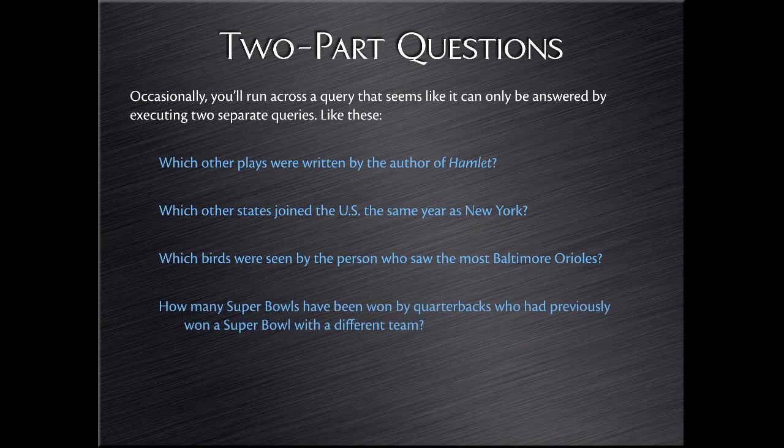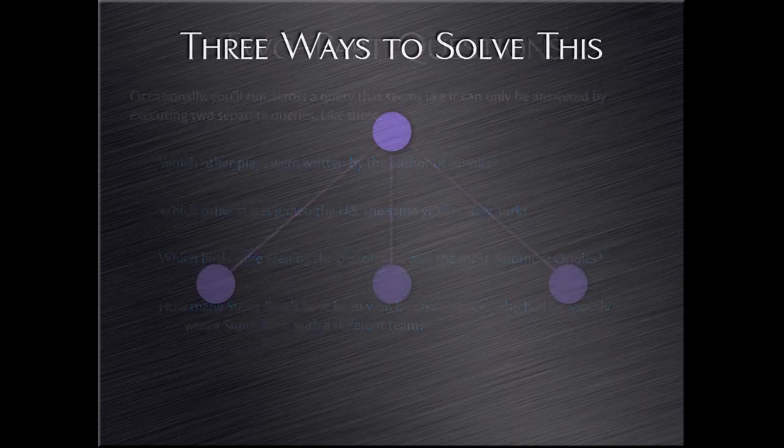Here's just another one. We're not going to talk about this, but like how many Super Bowls have been won by quarterbacks who had previously won a Super Bowl with a different team? Well, first you've got to figure out all those Super Bowl winning quarterbacks, and then you have to do another query to see if they've played with a different team and whether they, et cetera. So it gets to be a little complicated. But this structure of these kind of two-part questions, but could be more, could be three-part, four-part, these really complicated questions are perfect for subqueries.